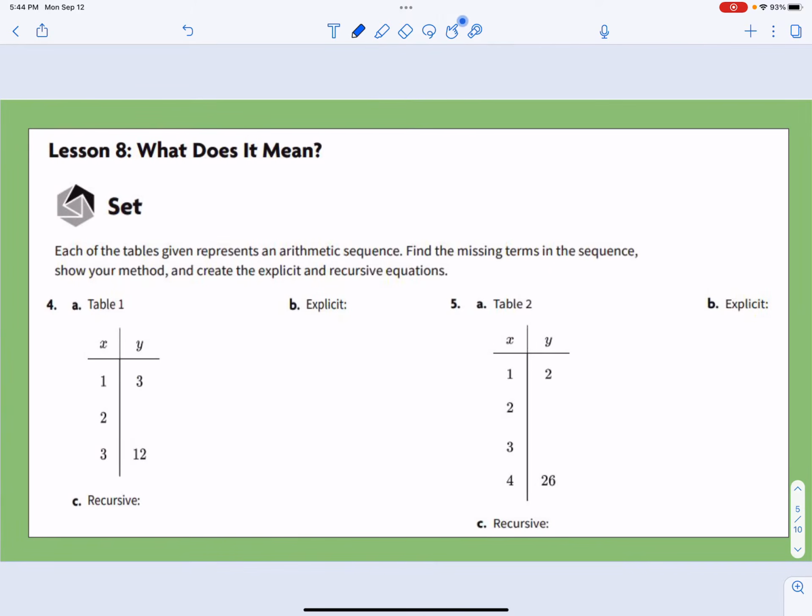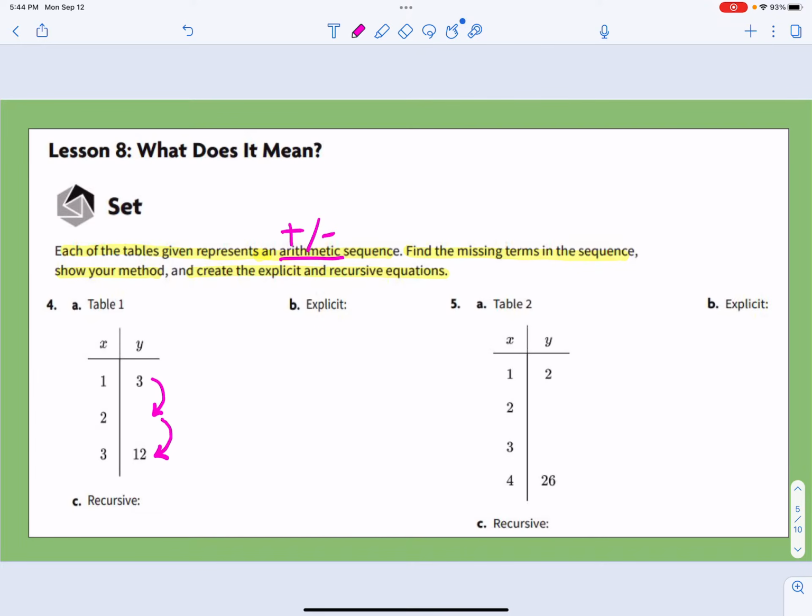All right, next question. Each of the tables given represents an arithmetic sequence. Find the missing terms in the sequence, show your method, and create the explicit and recursive equations. All right, so let's do this one here. First of all, it does say it's arithmetic. That helps me know that I'm either going to be adding or subtracting each time. So keep that in mind as you're looking at the solutions here. So I'm going to be adding something to get to that term and then adding that same something to get to that term. So my strategy was this.